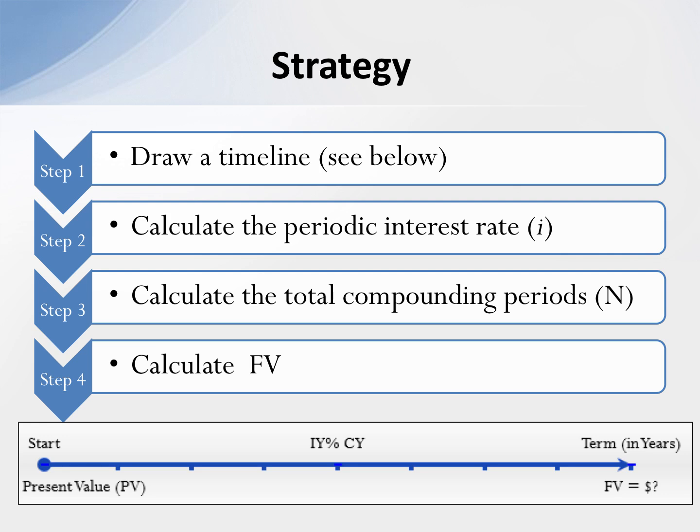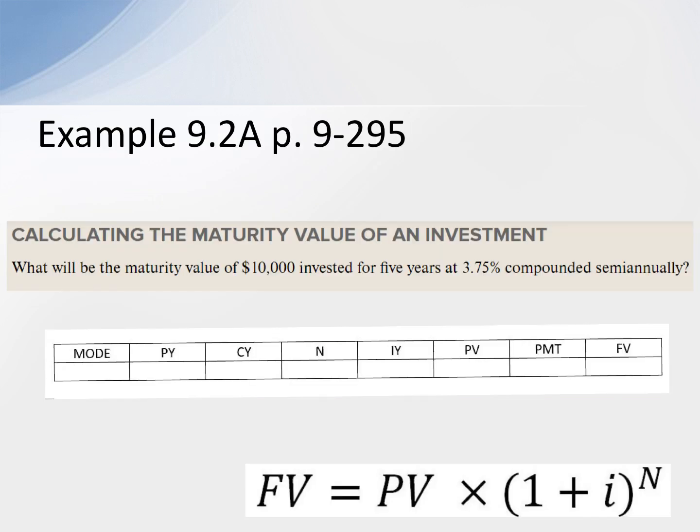If you're using the formula, calculate the periodic interest rate, but I encourage you to use the calculator so that periodic interest rate will be calculated internally. Calculate the total compounding periods: how many years times how many times interest is compounded in that one year period, and then you're able to calculate the future value. Well, the future value formula may be used and useful as demonstrated here.